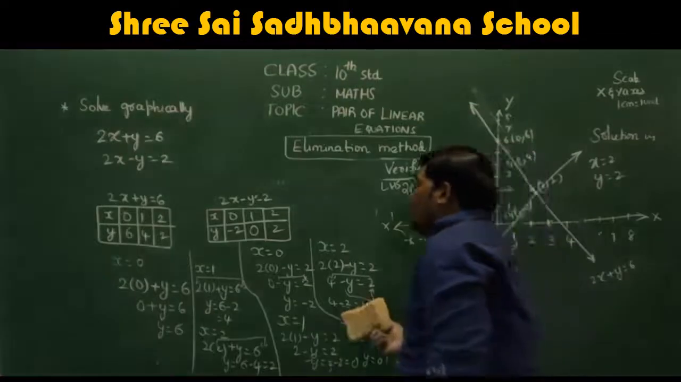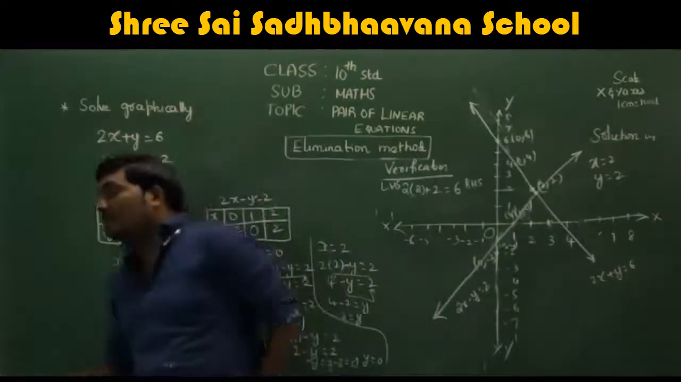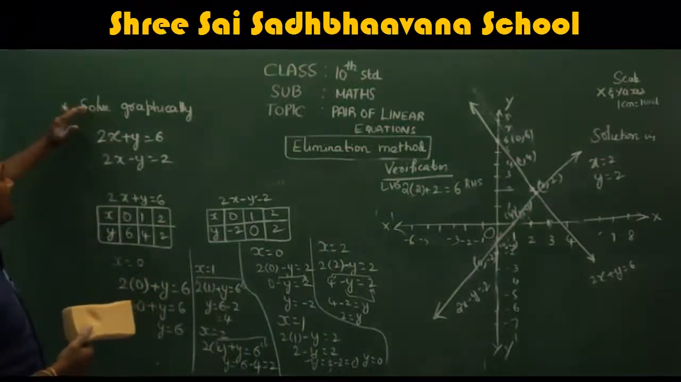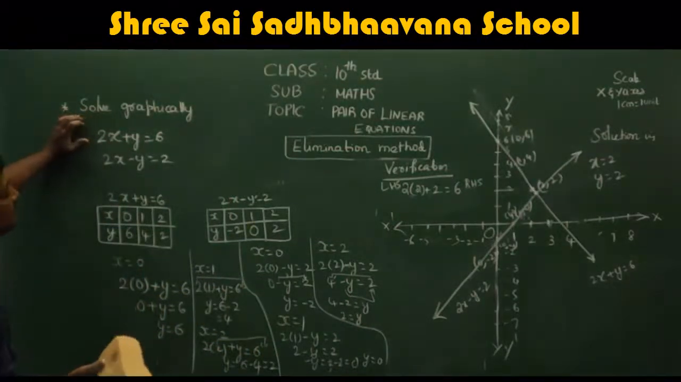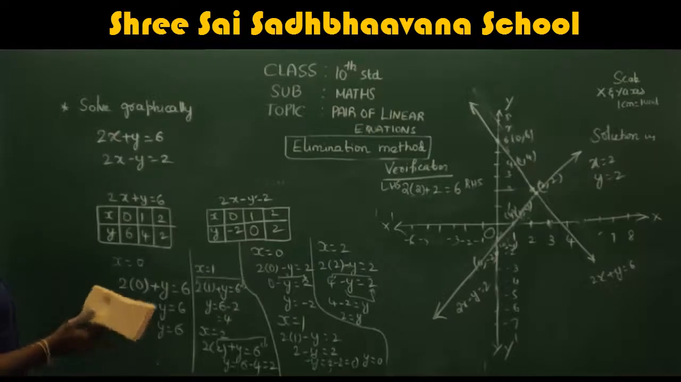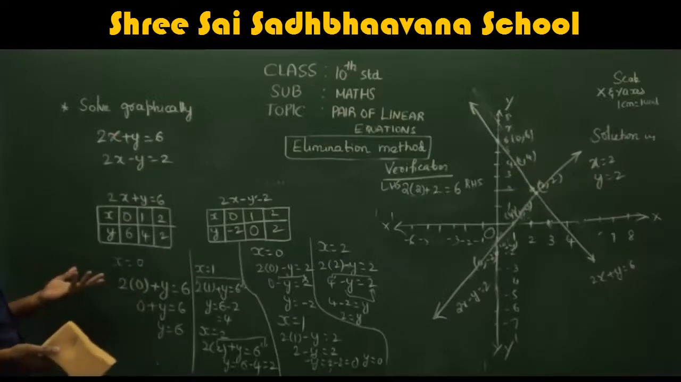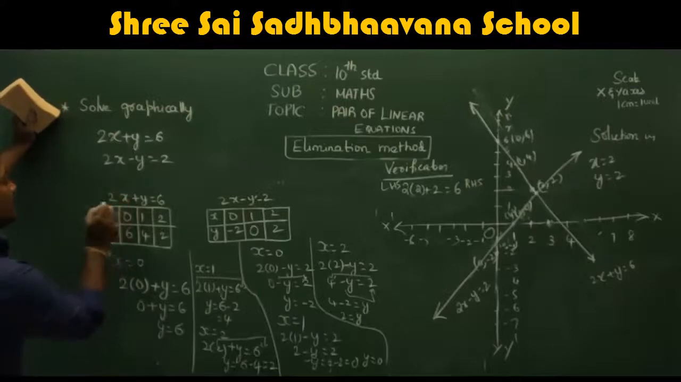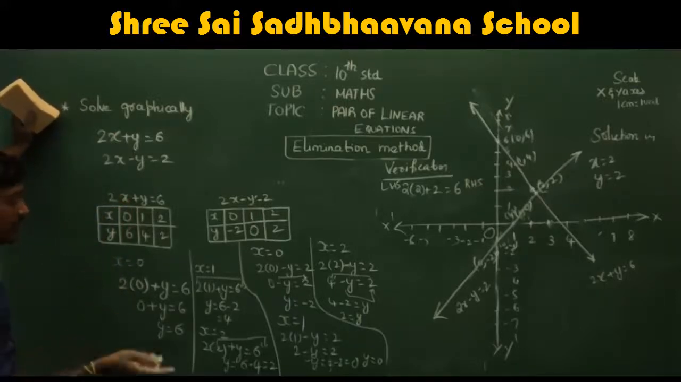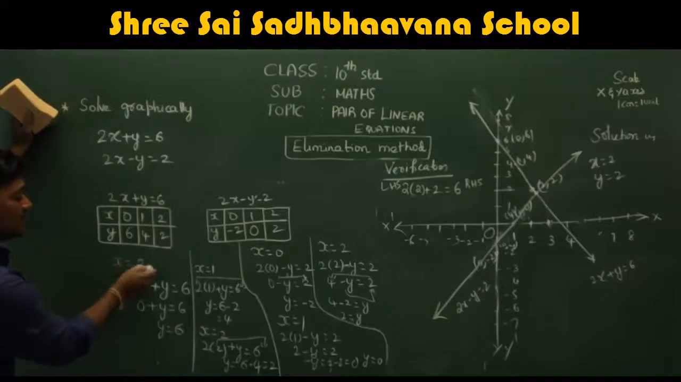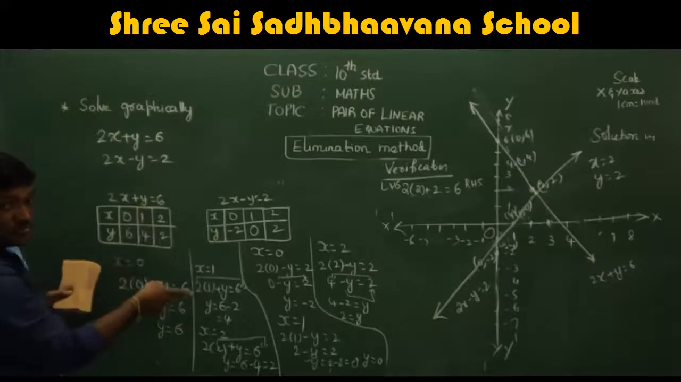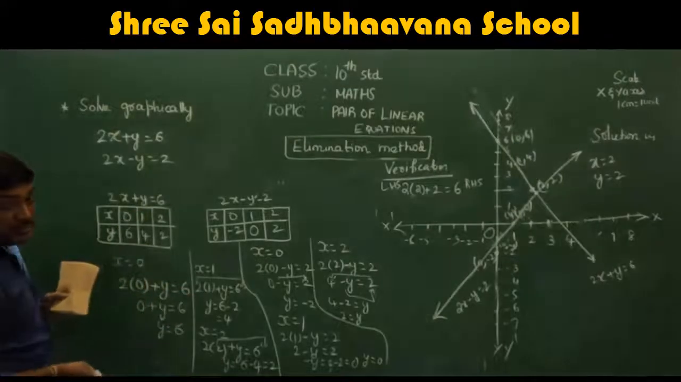This is how you have to draw the graph. I'll just explain once again. Here we have 2 lines: one is 2x plus y is equal to 6 and another one is 2x minus y is equal to 2. Like the last graph, I just drew the tabular column. For x, I took 0, 1, 2, 3 different values. Substituting x is equal to 0, we got y as 6, and I substituted x is equal to 1.